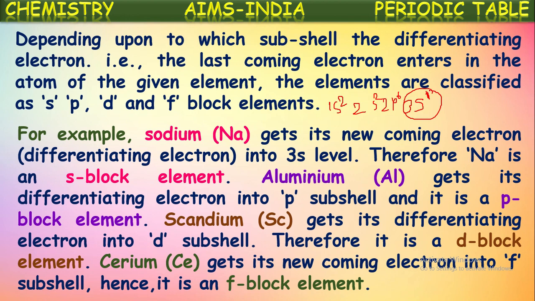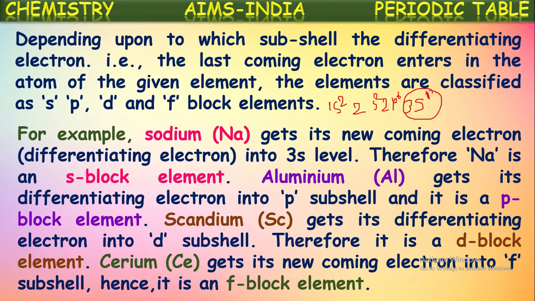Now, aluminum gets its differentiating electron into the p subshell, because the atomic number of aluminum is 13 and its configuration is 1s2, 2s2, 2p6, 3s2, 3p1, isn't it? Yes, because its atomic number is 13. So the 13th electron, or the last electron which we are calling here the differentiating electron, entered into the p subshell of aluminum. So we can say now aluminum is a p block element.